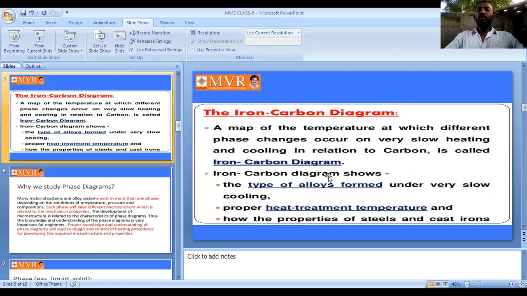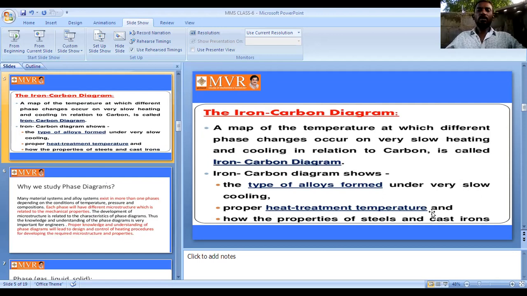It is a relation between the carbon, and is called the iron carbon equilibrium diagram. So in the iron carbon equilibrium diagram, the first thing we can observe is the phase changes under slow cooling or slow heating, in relation to the carbon content. So the alloys are formed under very slow cooling.